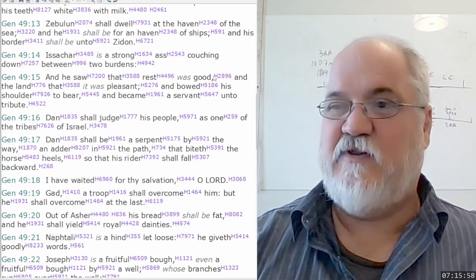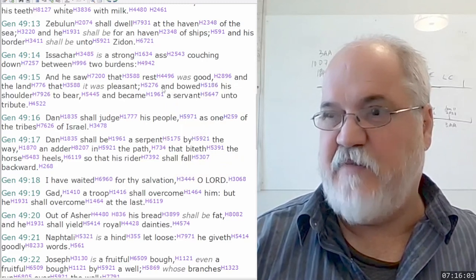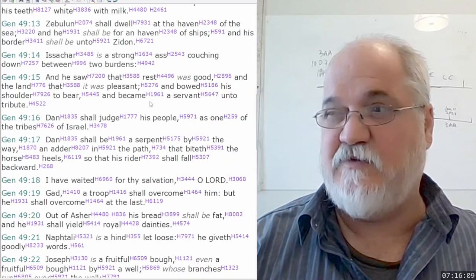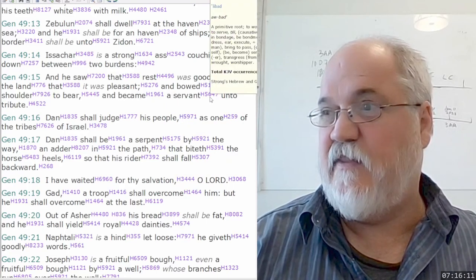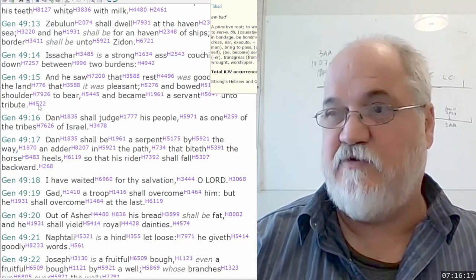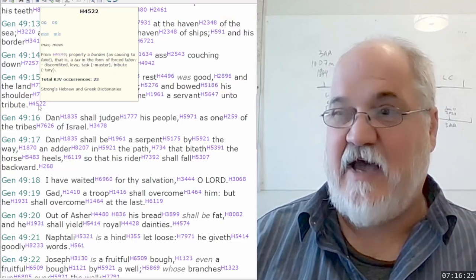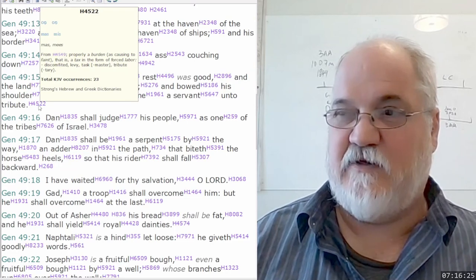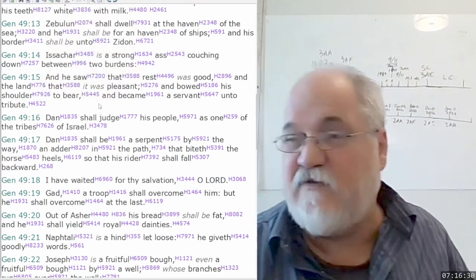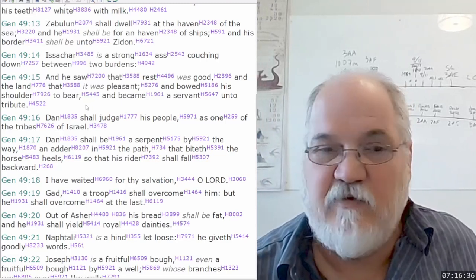So he saw the rest, it was good, the land that it was pleasant. So he loves ease and pleasure, but he bowed down his shoulder to bear, so he's going to be laboring, but he becomes a servant. He becomes in bondage to tribute, and tribute is properly a burden as causing to faint, that is, a tax in the form of forced labor, right? So this is a message within the movement that loves pleasure and ease, but ends up having to bear a heavy burden.